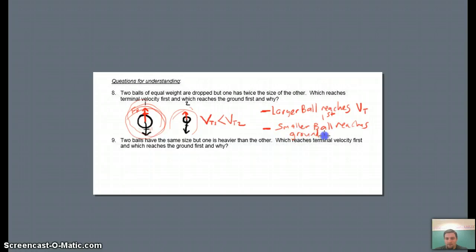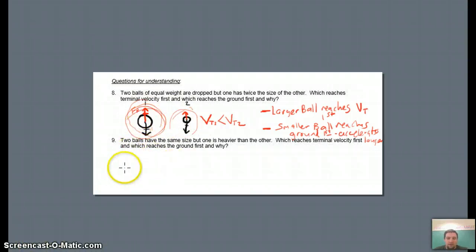Why? Well, it accelerates longer because the resistance force grows slower for it. It accelerates longer, which means it'll have a higher velocity at the end, and it'll be reaching the ground first. Okay. Second situation is a little bit different.